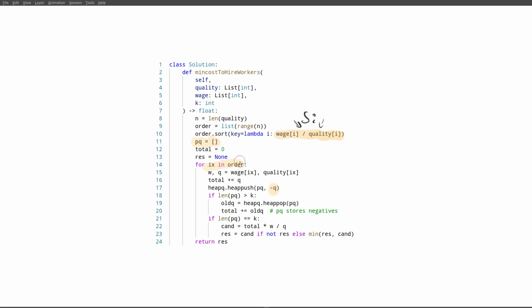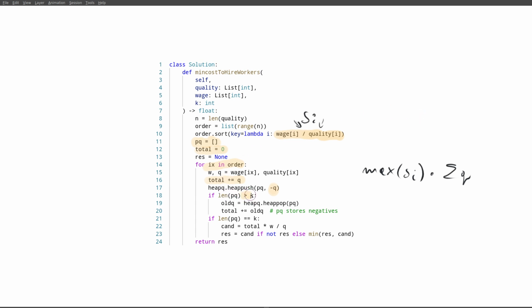And we'll maintain a running total of qualities for our team of k people. Because as you remember, we'll be paying maximum scaling factor times the sum of qualities. So we have to maintain this sum of qualities to be able to say how much we will have to pay our current k people. And we just put them on the priority queue.